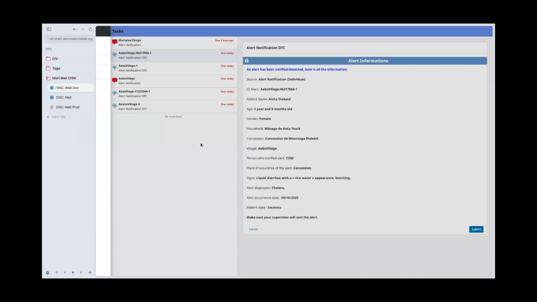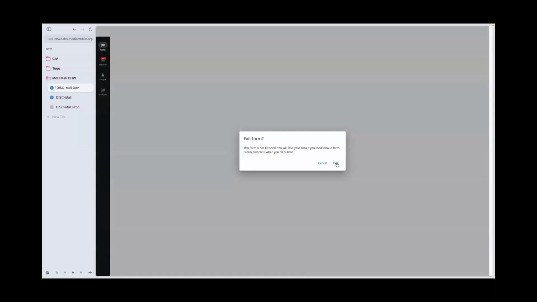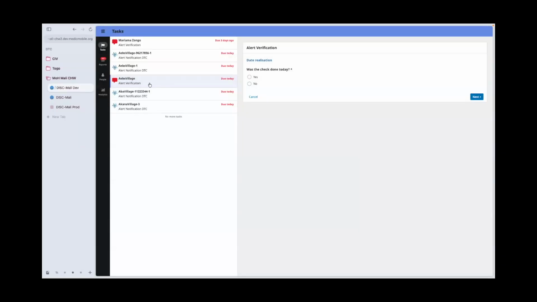We are almost done. So here you receive the alert verification. It was not so at the health, yes, at the DTC. So he will verify the alerts, make sure that everything is okay. Have you checked the alert? Yes, it was, let's say, the CSCOM, it's the health area in Mali. So yes, he sees the same signs. Any case of disease, let's say no.